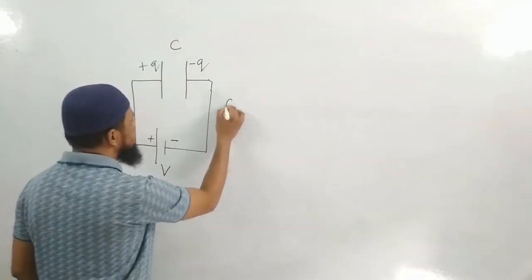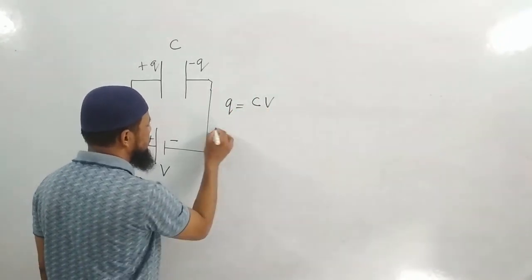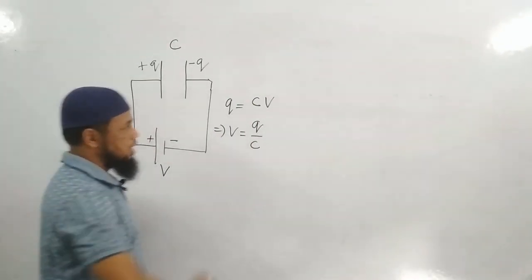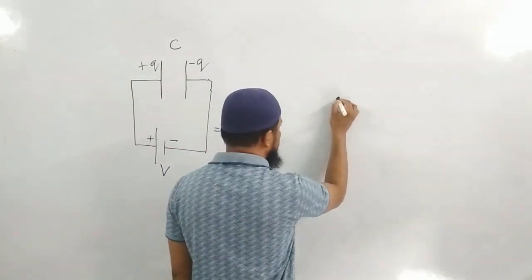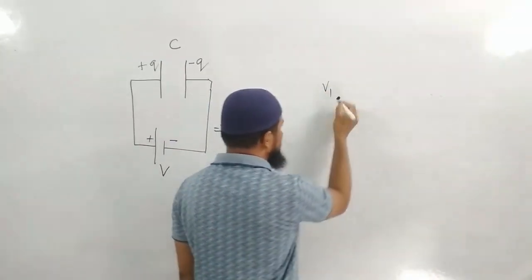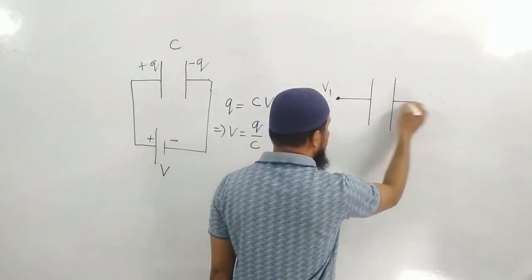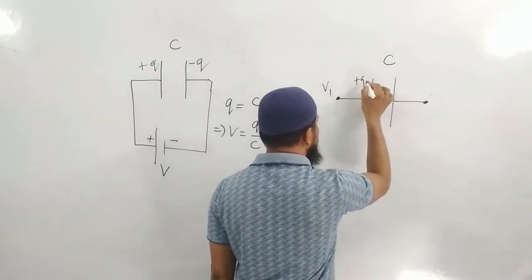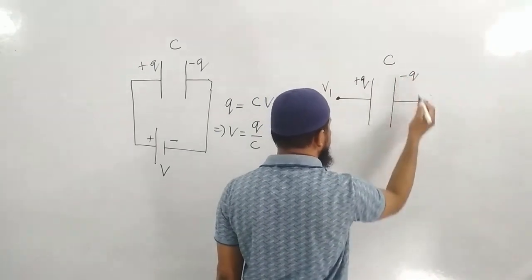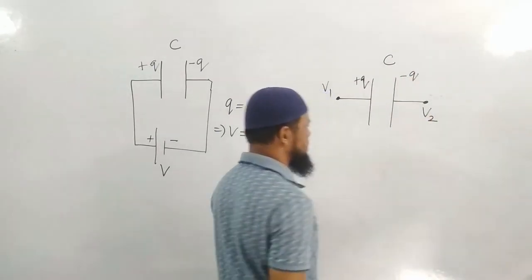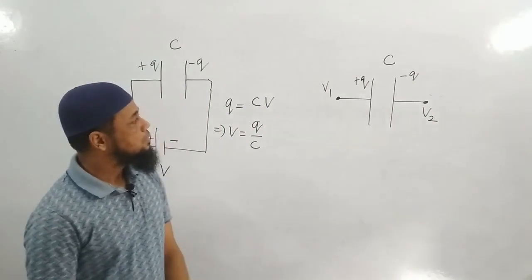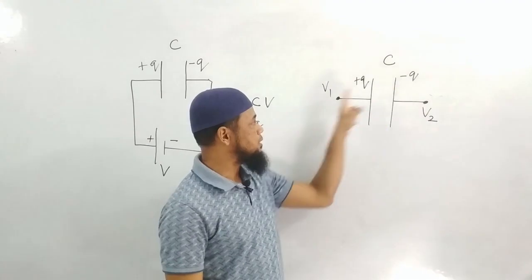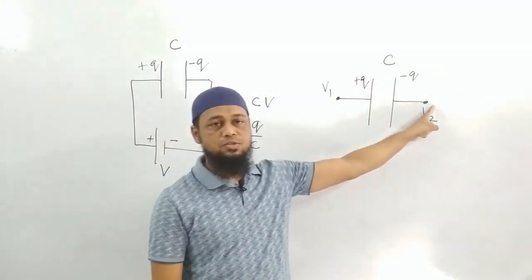Then how will we write Q? We write it as CV, or V is equal to Q by C. If the same capacitor is given in this form, where this point has potential V1, the capacitor has capacitance C, the charge on this plate is plus Q, on that plate is minus Q, and this point has potential V2, how will we write the relations? This is the positive plate, this is the negative plate, so this is the higher potential and this is the lower potential.